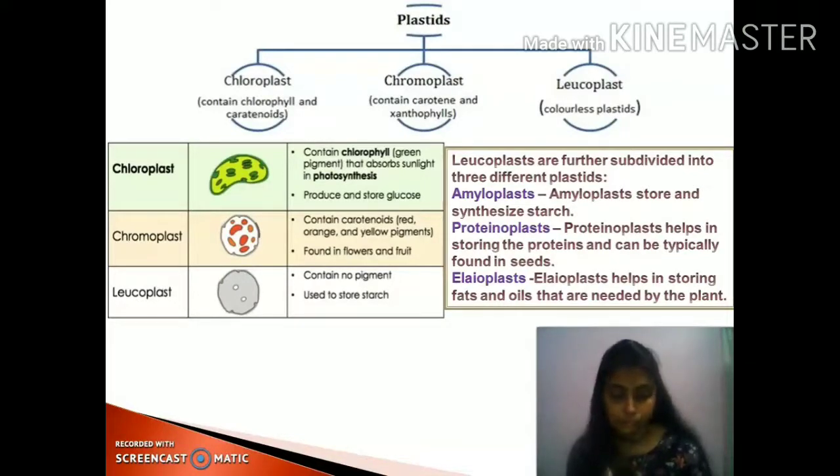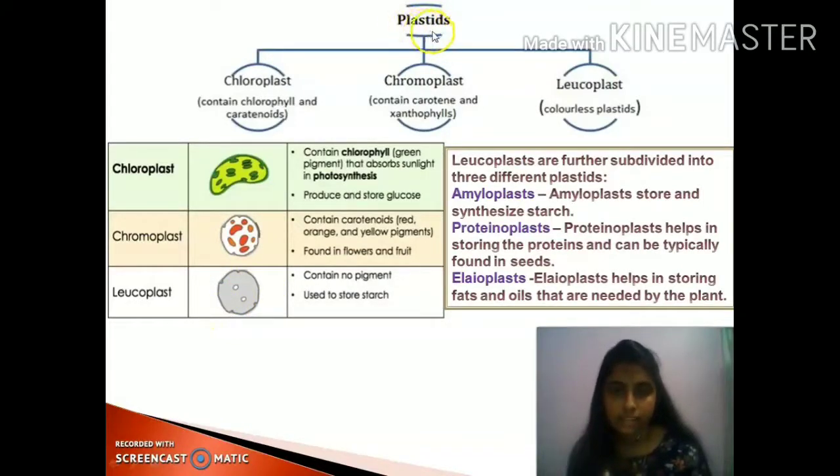The next type of plastids are leucoplasts, which are also found in the plants. You can see from the diagram itself that they don't have any pigment or color, that is, they are colorless. Clear? And their main function is to store starch. That is, the prepared food is stored in the form of starch generally in the plants, and this is stored with the help of this type of plastids termed as leucoplasts.